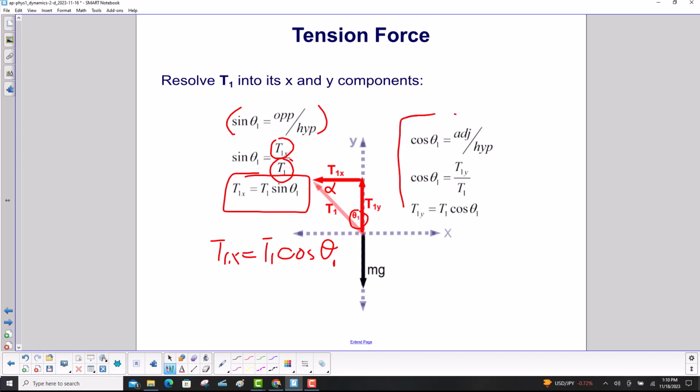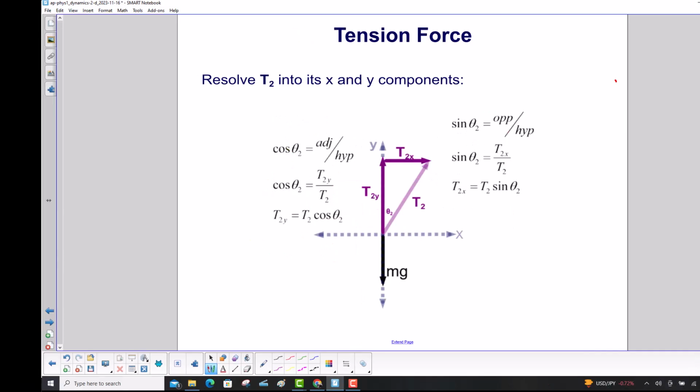Now, what's the next one? Cosine theta 1 is equal to adjacent over hypotenuse. In this case, the adjacent side is T1y. The hypotenuse is still T1. So we have T1y equals T1 cosine theta 1. Now resolve T2 into its x and y components. Similar process, and we find that T2y is T2 cosine theta 2, and T2x is T2 sine theta 2.